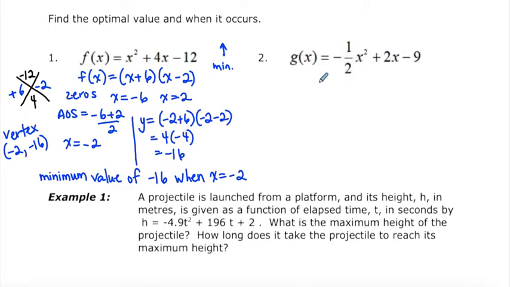So I'm going to rewrite this as negative 1/2 x squared, and then I have to think about, what is 2 divided by negative 1/2? Well, when I divide by a fraction, I'm actually multiplying by the reciprocal. So I'm actually multiplying by negative 2 over 1, which is negative 4. So now I know that 2x divided by negative 1/2 is the same as negative 4x. Close that bracket, subtract 9.